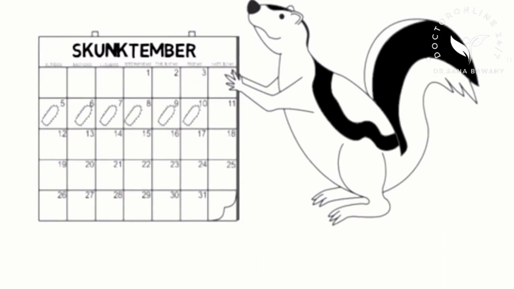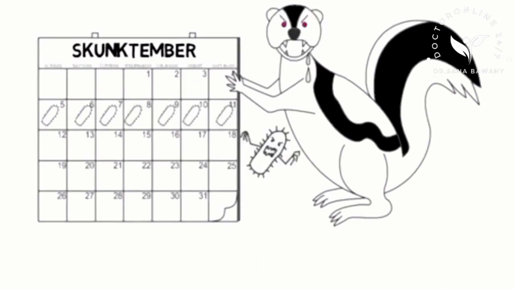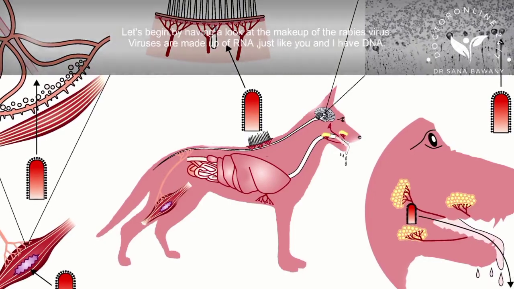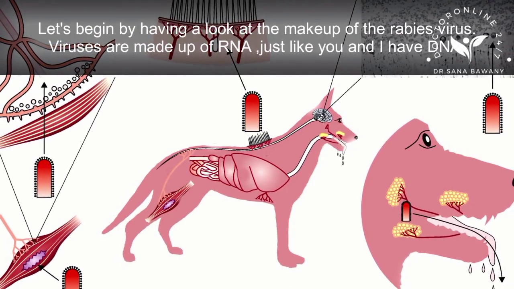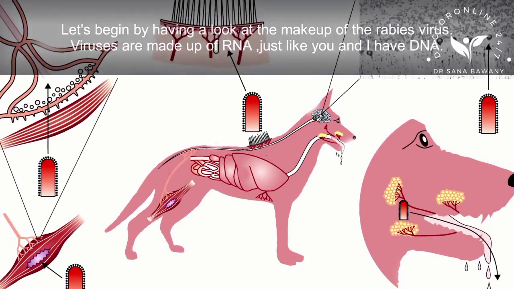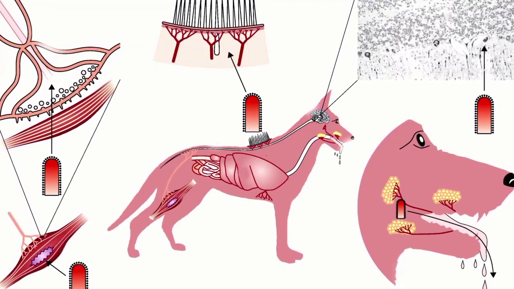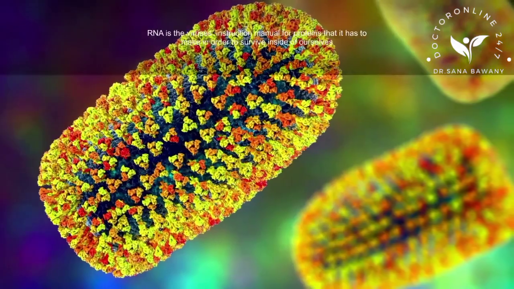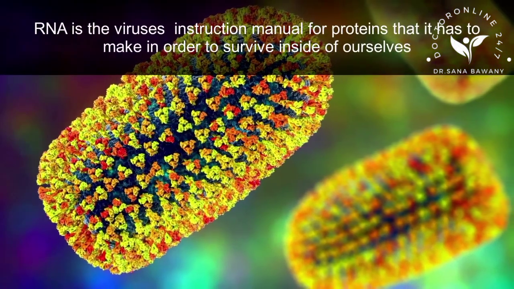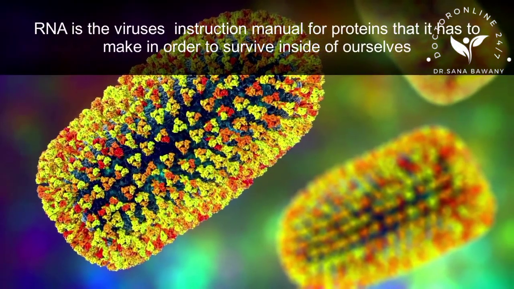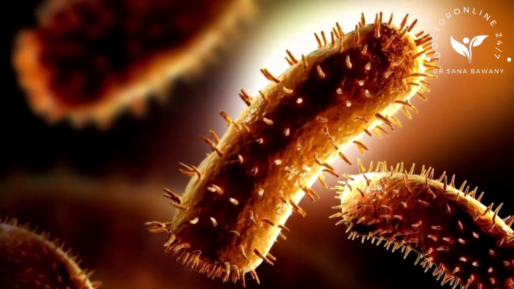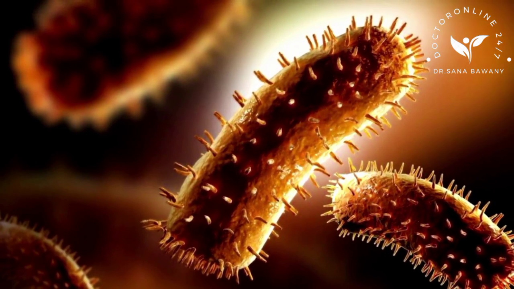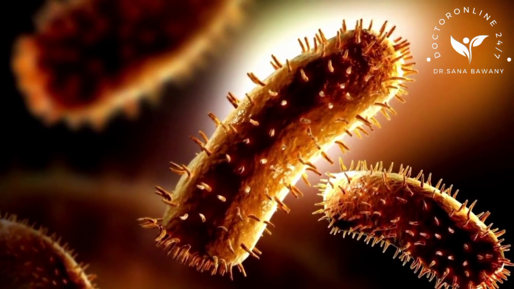However, you can have hope, as we do have preventive medical methods that work very well when administered in time. Let's begin by having a look at the makeup of the rabies virus. Viruses are made up of RNA, just like you and I have DNA. RNA is the virus's instruction manual for proteins that it has to make in order to survive inside of our cells. These proteins help the rabies virus spread even further and hijack more cells.